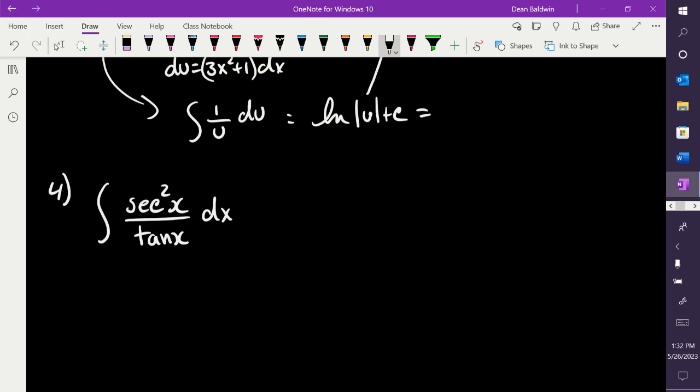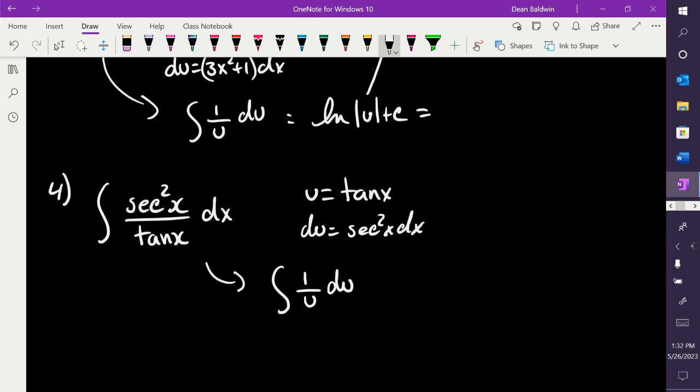What are you going to make u? Tan, because of the secant squared. So I'm going to go u is equal to tan of x. Du is going to be the derivative of tan, which is secant squared of x dx. So this integral now becomes the integral of 1 over u du, which is the natural log of u, which is the natural log of the absolute value of tan of x plus c.